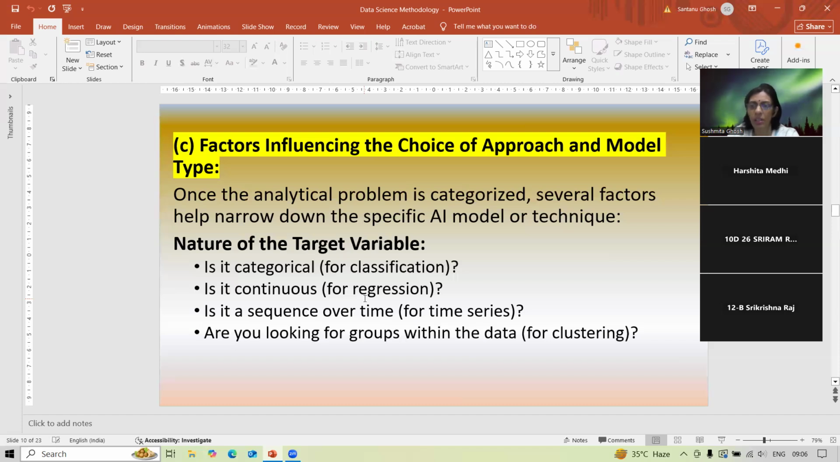Thanks, Akshita. What about Sri Ram and Sri Krishna? I'm waiting for your responses too. If not, you can definitely ask me again. Yes, ma'am, we understand. Okay, that's it.